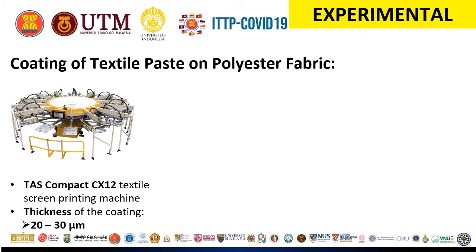After the textile screen print paste was done, it was coated onto a polyester fabric using the TAS Compact CX12, a textile screen printing machine. The thickness of the coating was controlled in a range of 20 to 30 micron.